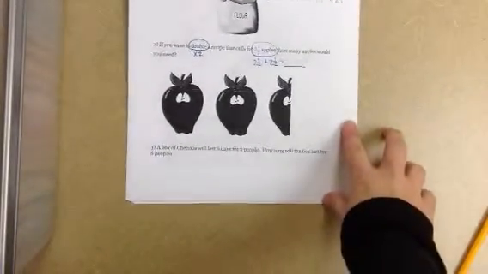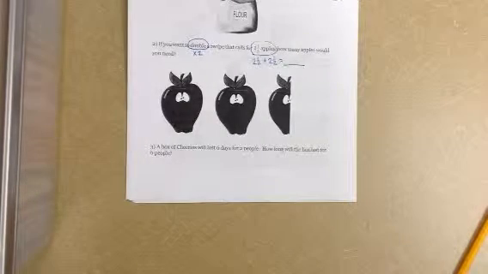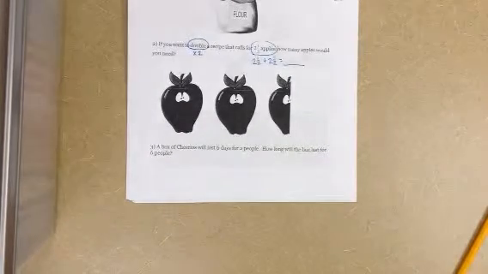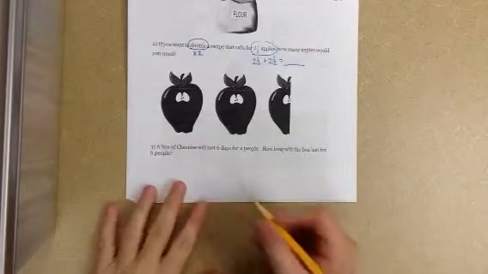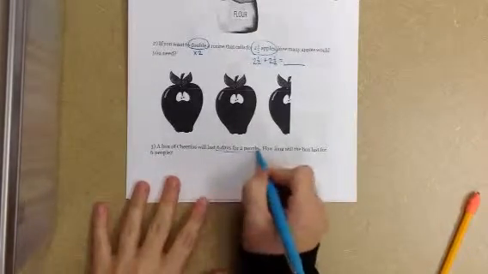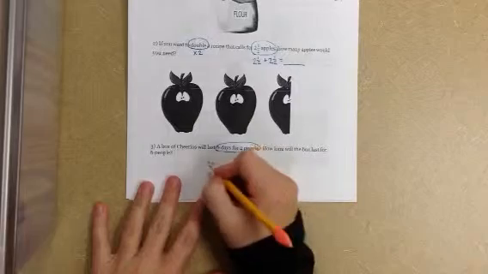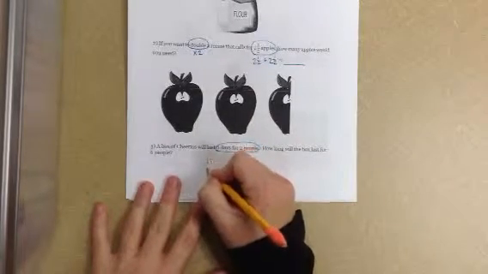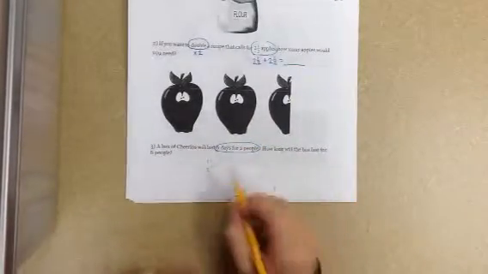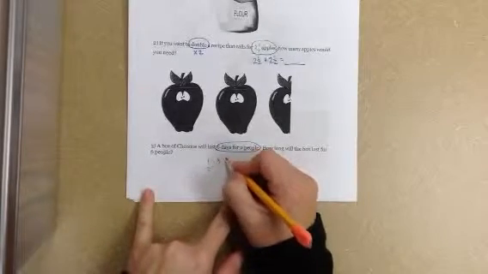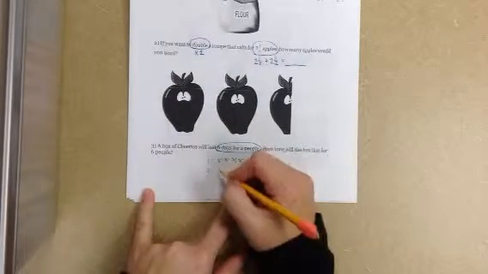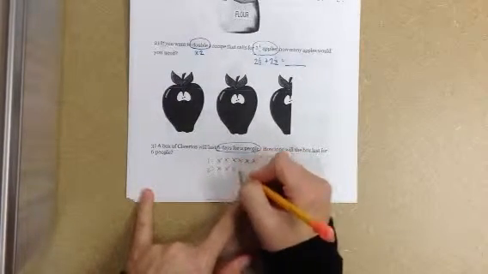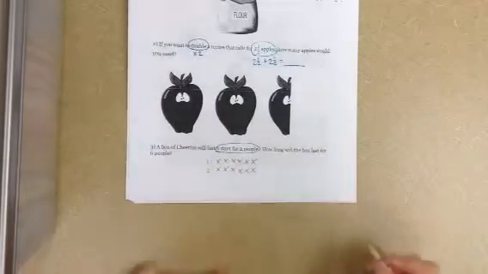A box of Cheerios will last 6 days for 2 people. How long will the box last for 6 people? I like to draw a picture for this type of problem. So it lasts 6 days for 2 people. So here's person 1, here's person 2. And it lasts 6 days. 1, 2, 3, 4, 5, 6. Person 2, 1, 2, 3, 4, 5, 6 days.